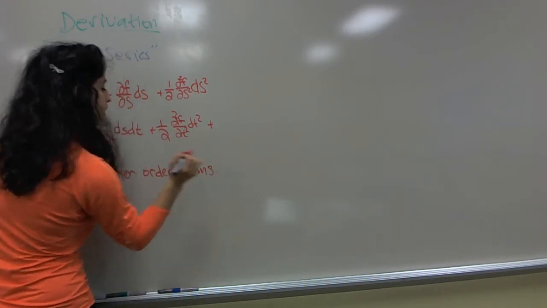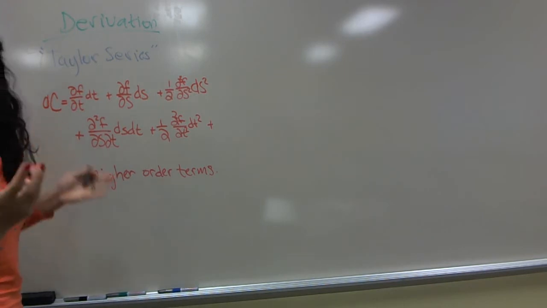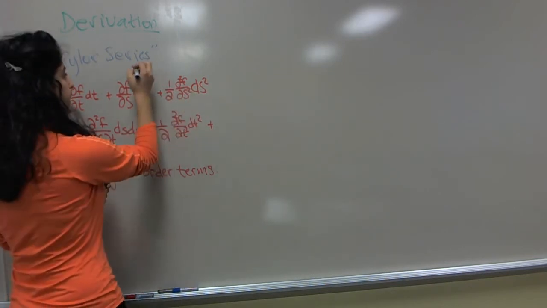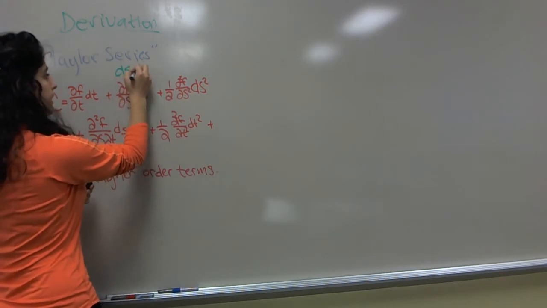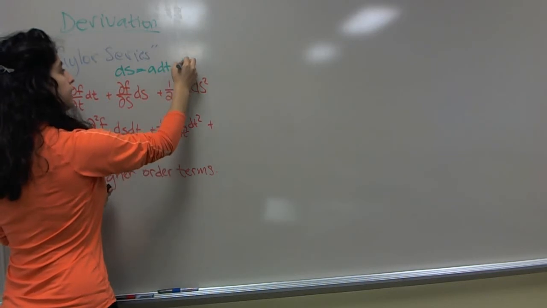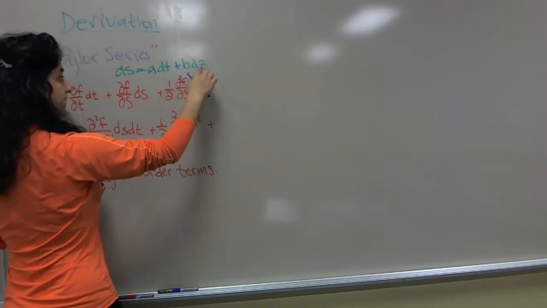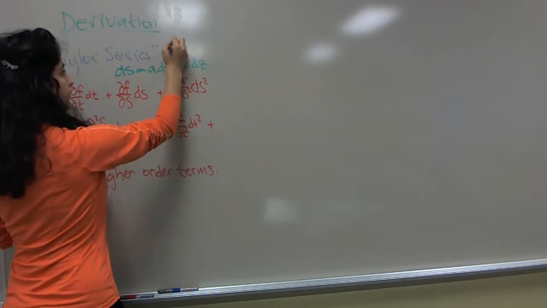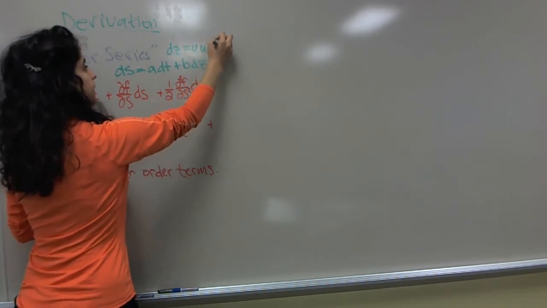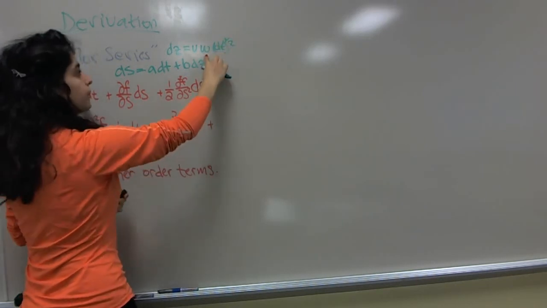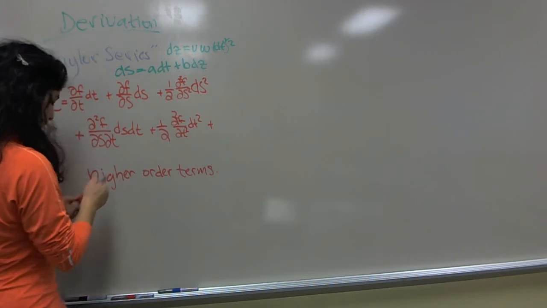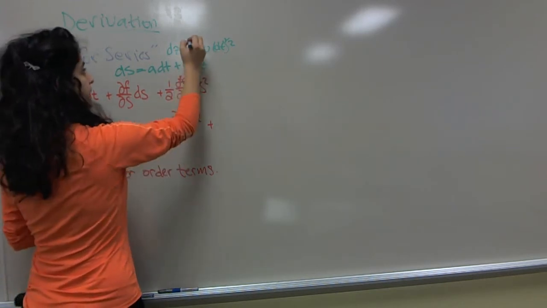Okay, so now we have this equation. What can we do with it? Well, you have to remember that ds is equal to a dt plus b dz. And dz is equal to vw times dt to the 1/2. And remember, w is the standard normal variable, and v is a scalar.